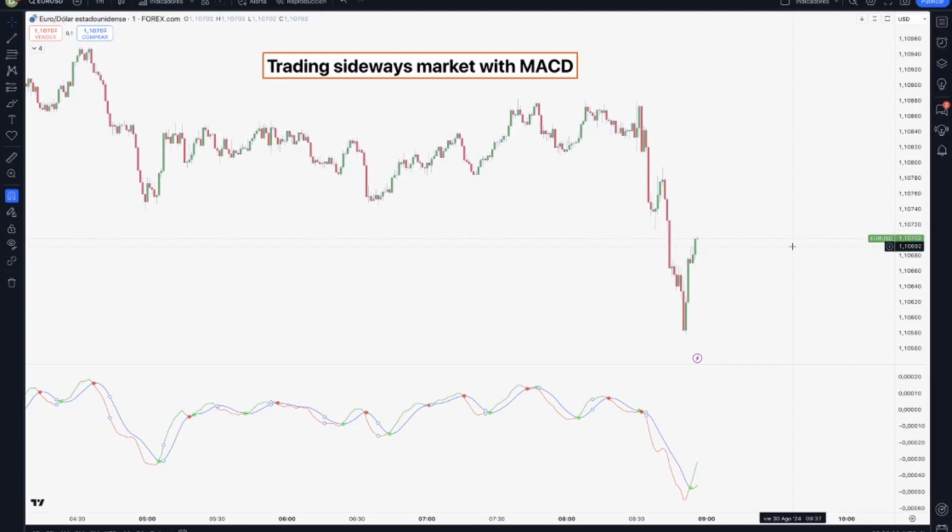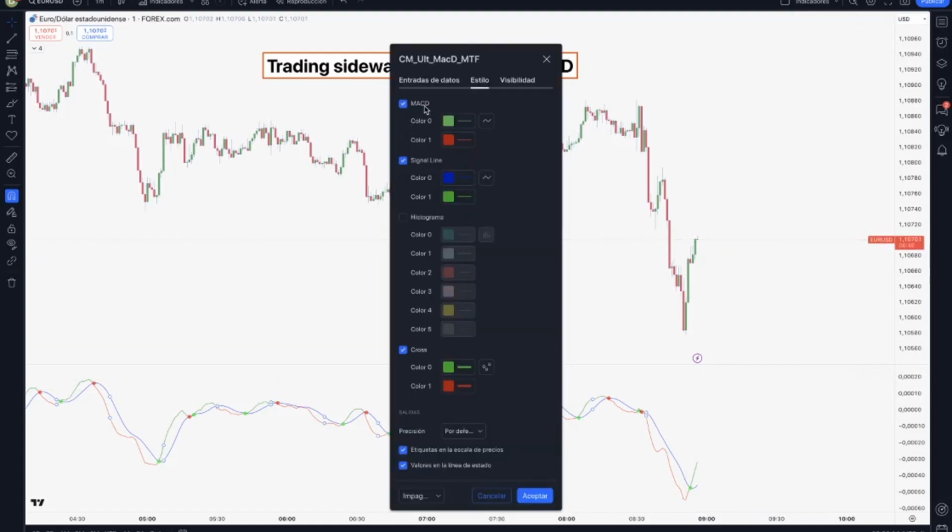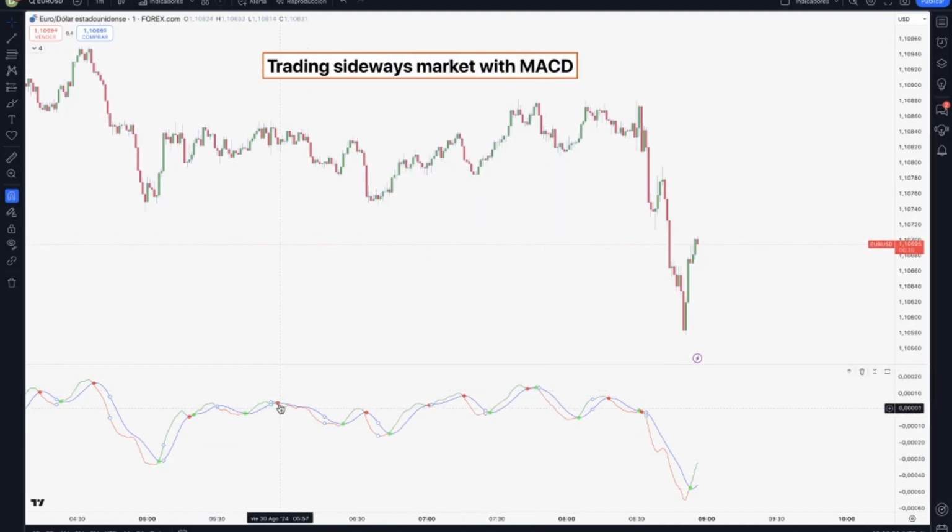Giving just a brief explanation here, we want to check the crosses between the MACD line and the signal line, which is the blue one. So where the crosses happen, that's where we have our signals of buying or, in this case, selling.